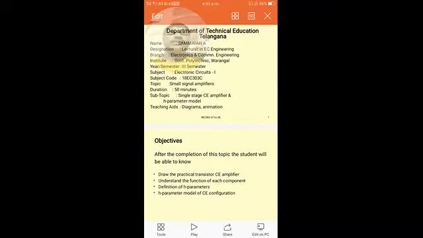Today's class we will study the H parameter model of a transistor in the three configurations: the H parameter model of a transistor in CE configuration, the H parameter model for CB configuration, and the H parameter model for CC configuration.